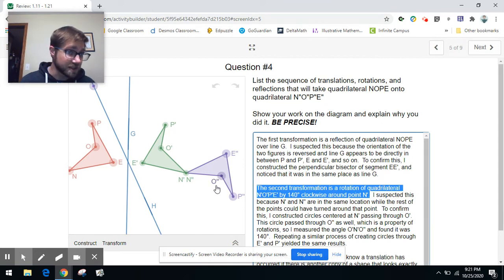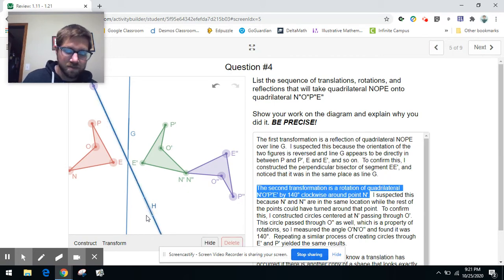Now, how would you verify these things? Well, first off, I see this line H right here, and it doesn't matter at all. This line H is garbage. I'm going to just delete it. I know it's not important. Get out of here.